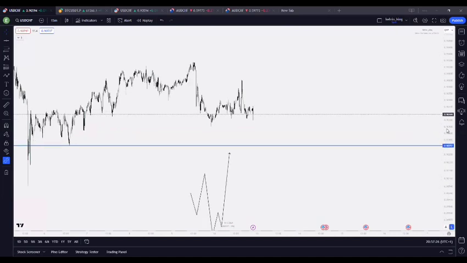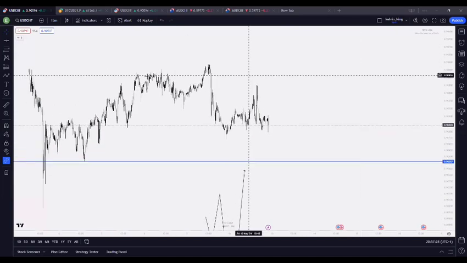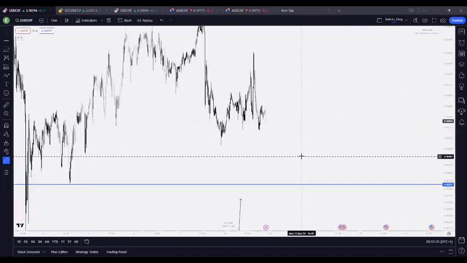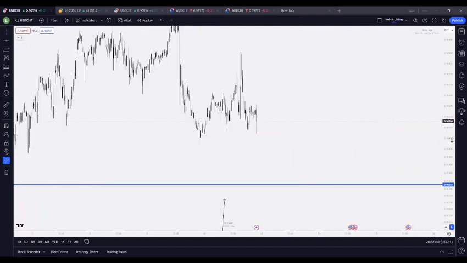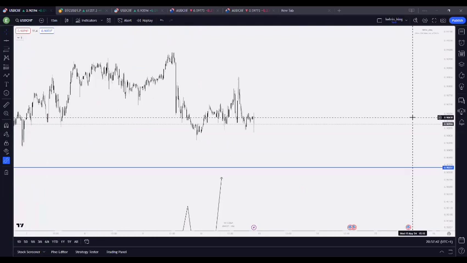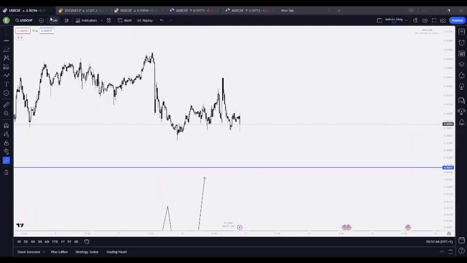So this particular trade, I wanted to sell it. I had a sell originally in mind. Now, I'll tell you why I wanted to sell it. Let me go to the 1 hour time frame.